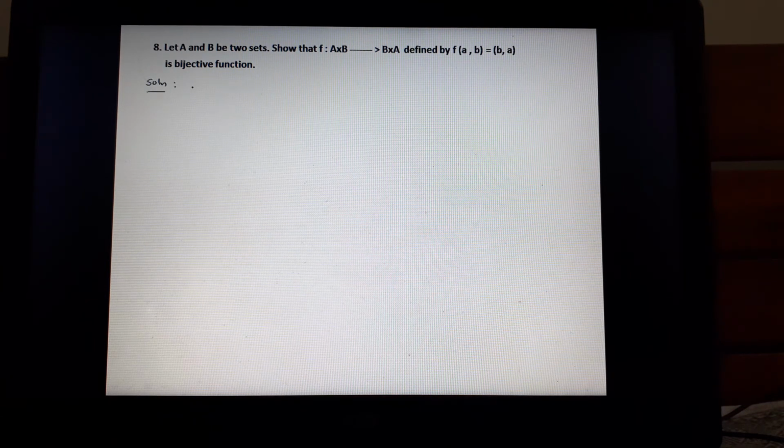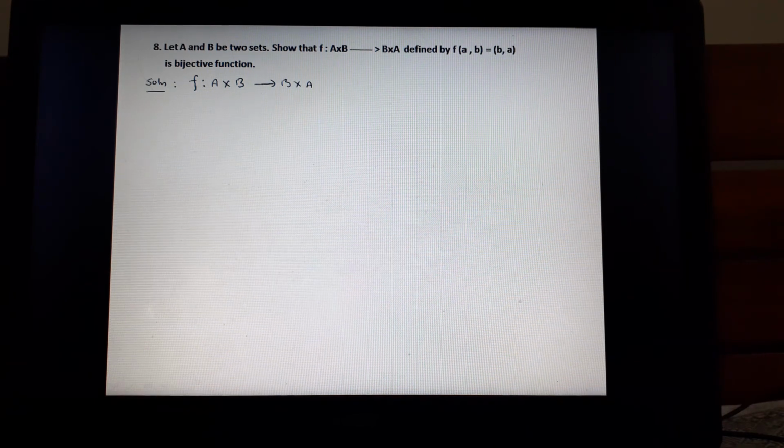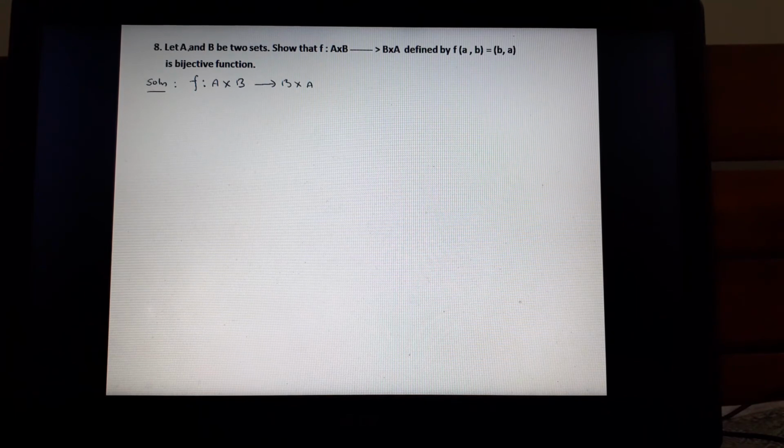Here you have to understand the meaning of this function. f is from A cross B to B cross A, and A and B are any two sets. It can be numbers or letters or anything. A cross B, you know what the cross product is. Definition is f of (a, b) equal to (b, a). So here the element is not a single element.